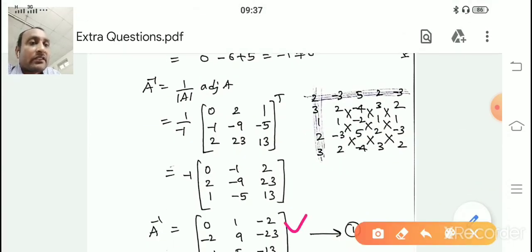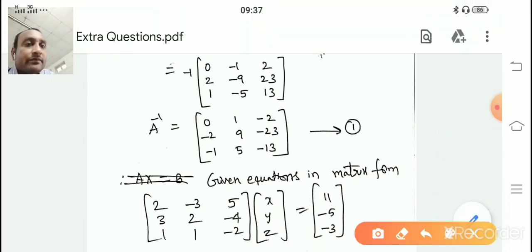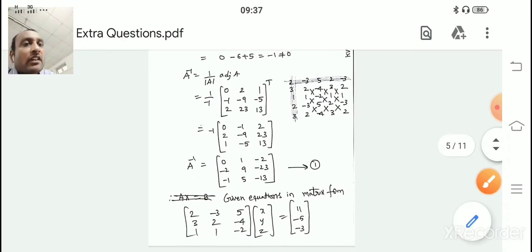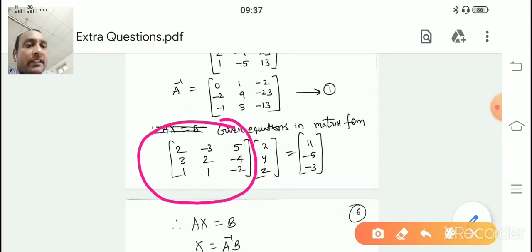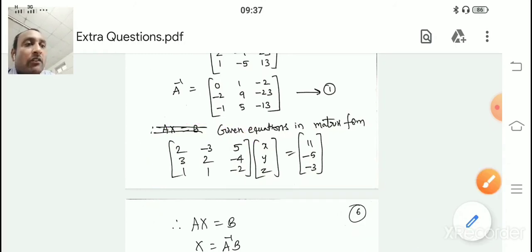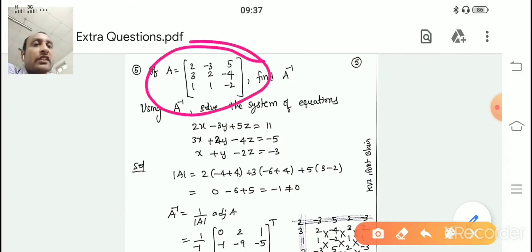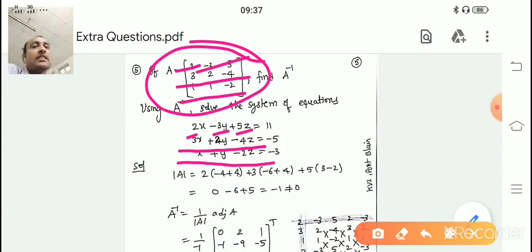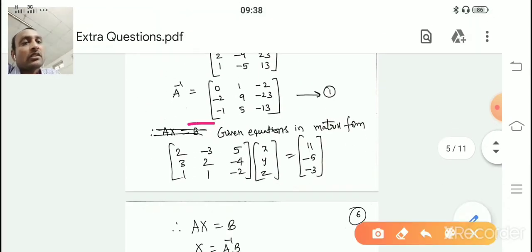After finding A inverse, go to the next step. Write the given equations in the matrix form. After writing them in matrix form, you will have to notice one thing. Whatever the matrix is here, A, that is AX equal to B, we write, right? The matrix whose inverse you found and this matrix are both the same. Clearly you notice: 2 minus 3 5, 3 2 minus 4, 1 1 minus 2. That means the coefficient matrix for the equations is the same.